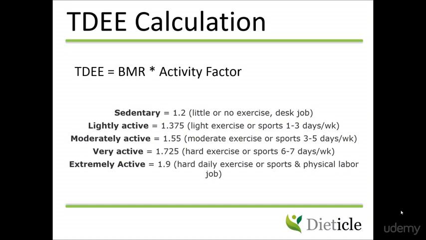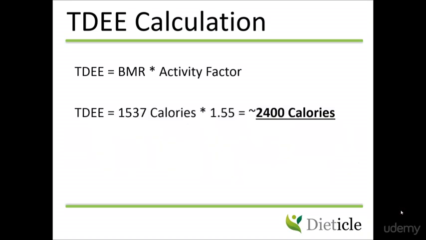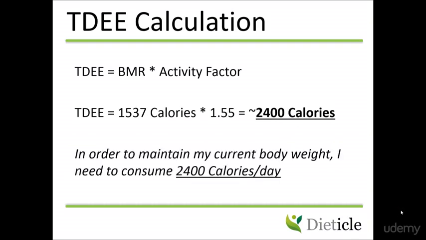But since we're not trying to do weight loss or weight gain or anything like that right now, we're just trying to be accurate. I'm going to say I'm moderately active. I rock climb 2 to 3 hours 3 times a week, which should be adequate for moderate exercise. So using 1.55 as the activity factor, that means my TDEE is 2,400 calories a day. So that means I need to eat 2,400 calories to maintain my current body weight. So eating less than that means I'll lose weight. Eating more than that means I'll gain weight.